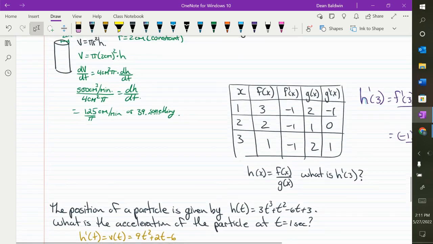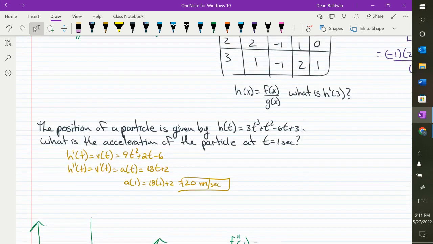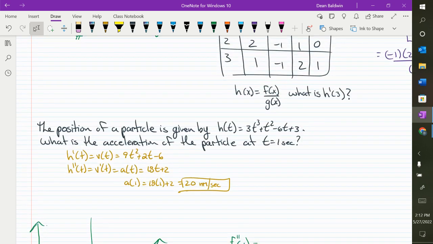All right, the bottom one. If I say the position function of a particle, what do you do with that information if I ask about velocity or acceleration? Derive it. The first derivative of the position function, h prime of t, is the velocity function, which is that. You take the second derivative of the position, which is the derivative of the velocity, you get the acceleration function, which is 18t plus 2. You plug in t is equal to 1, and you get 20 nanometers per second.